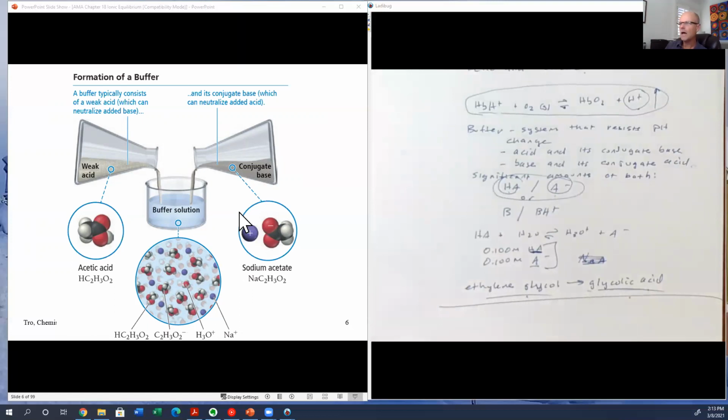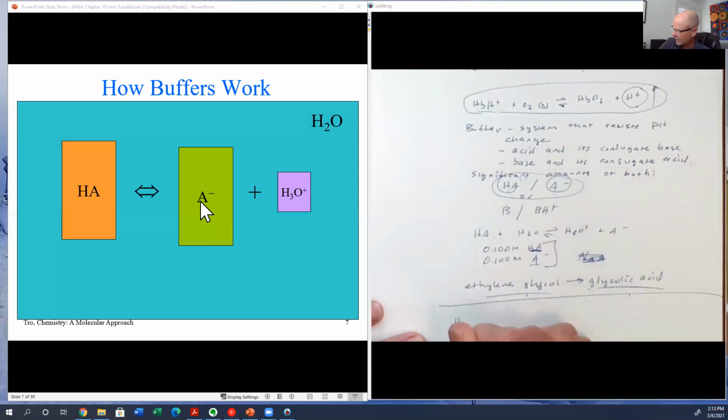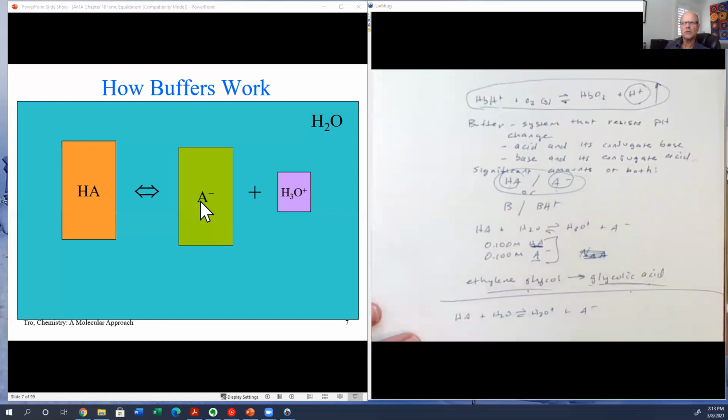So how does a buffer work? Now we have significant amounts of a weak acid and its conjugate base, and they're in equilibrium with one another. This is the equilibrium we've grown to know and love: HA plus H2O in equilibrium with H3O plus and A minus. We're used to situations so far where you only have an acid. So let's say you have 0.10 molar HA, we can calculate the pH of that. For a buffer, in addition to that, you have 0.10 molar, let's say, A minus.